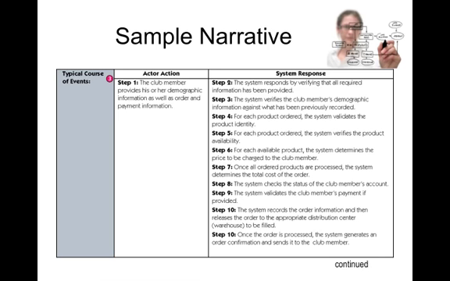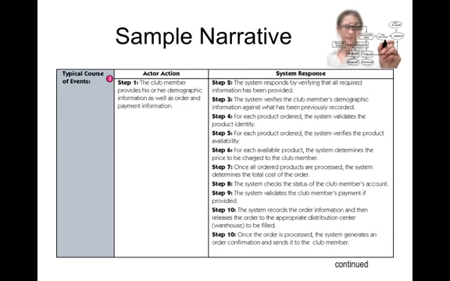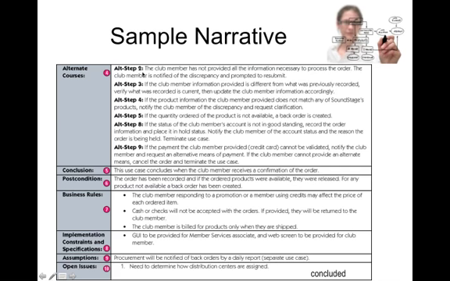You can see a very detailed list of things that need to happen. There might be alternatives. So what happens if all of these steps can't be completed? The club member did not provide all the information necessary. The club member is notified of the discrepancy and prompted to resubmit. The club member information is different. It's prompted to update their account, etc.